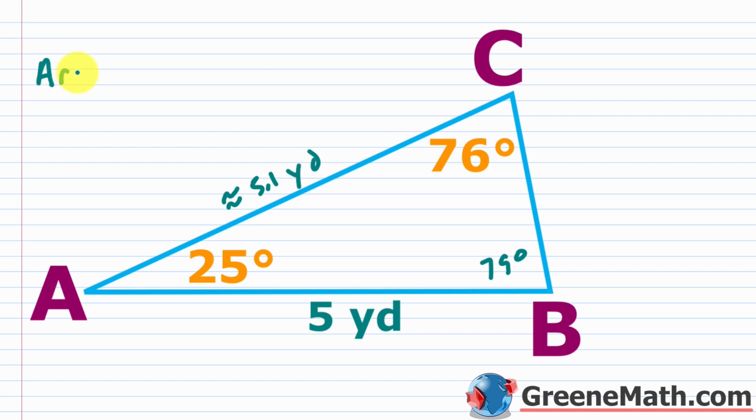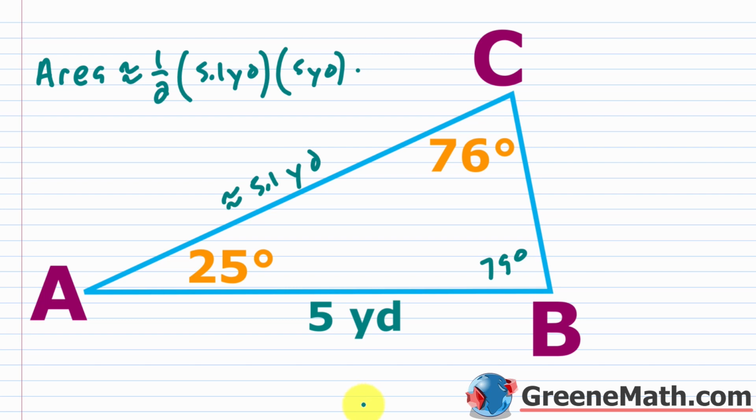So the area here would be approximately 1/2 multiplied by 5.1 yards multiplied by 5 yards, and then multiplied by the sine of, in this case, this would be your included angle. So you have side, angle, side. So the sine of 25 degrees. Let's punch this into the calculator: 1/2 times 5.1 times 5 times the sine of 25 degrees. And I get about 5.4. So let's say this is about 5.4 square yards, or yards squared.